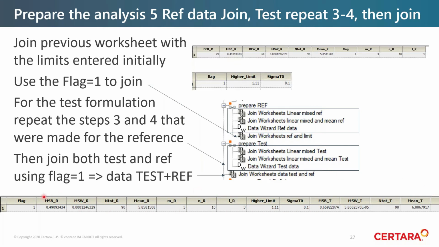In this line, I will have my mean sum of square, which are going to be here, my M, N, and L, as well as the mean values, my constant limit sigma tau, which is here, and I will have the same thing for the test and reference.